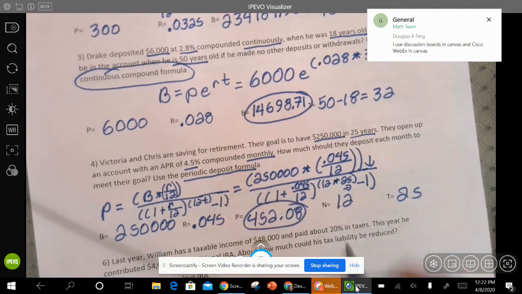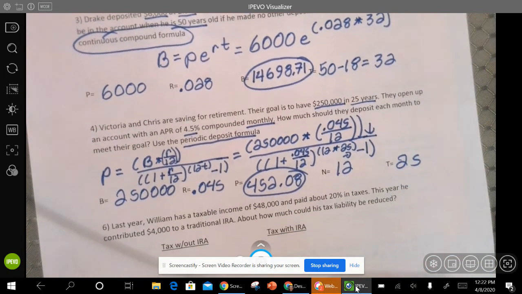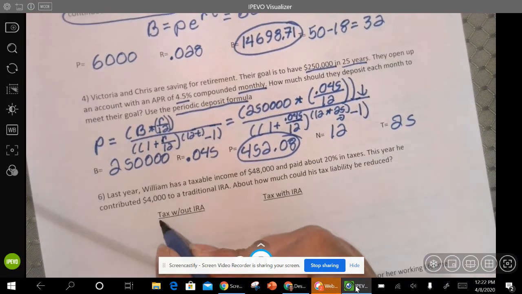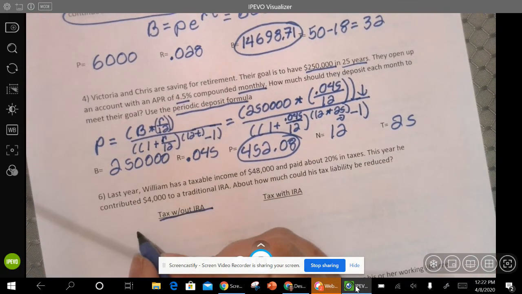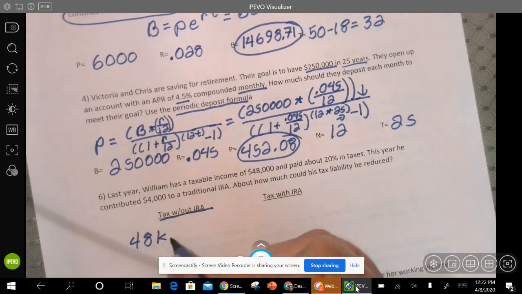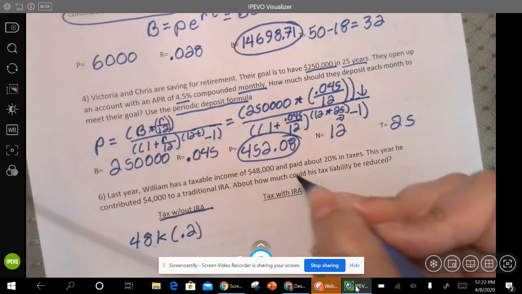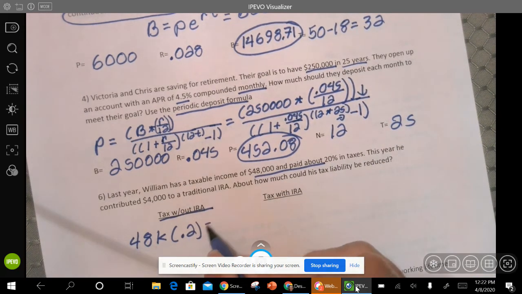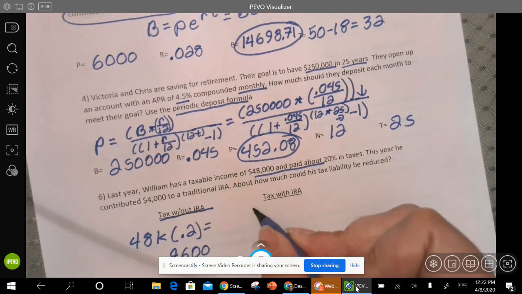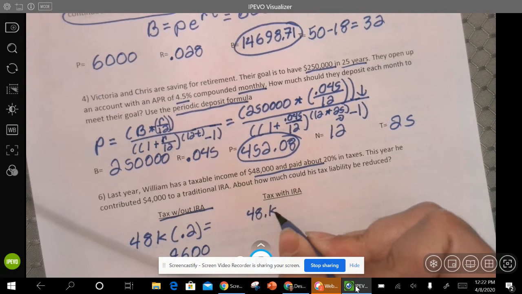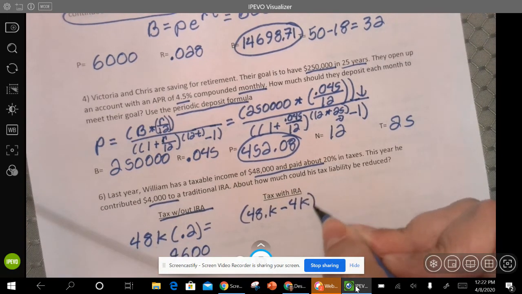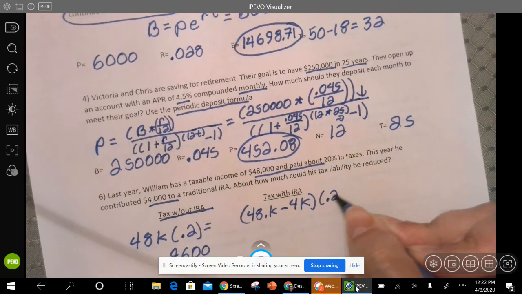$452.08. Okay, so this one, everybody, is where we're talking about saving for retirement. So it's going to be tax without the individual retirement account. So we're going to do the 48,000 times 20%. So that would be 9,600 without the IRA. With the IRA, it's going to be 48,000 minus the 4,000, because now it's reducing it, times 20% still.